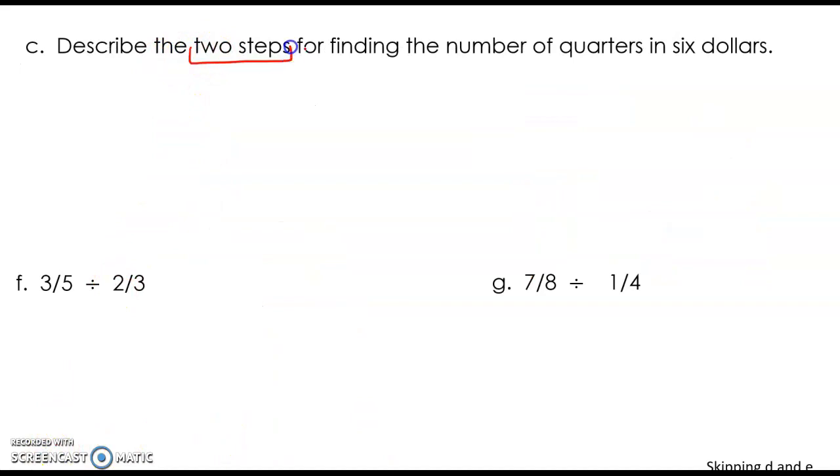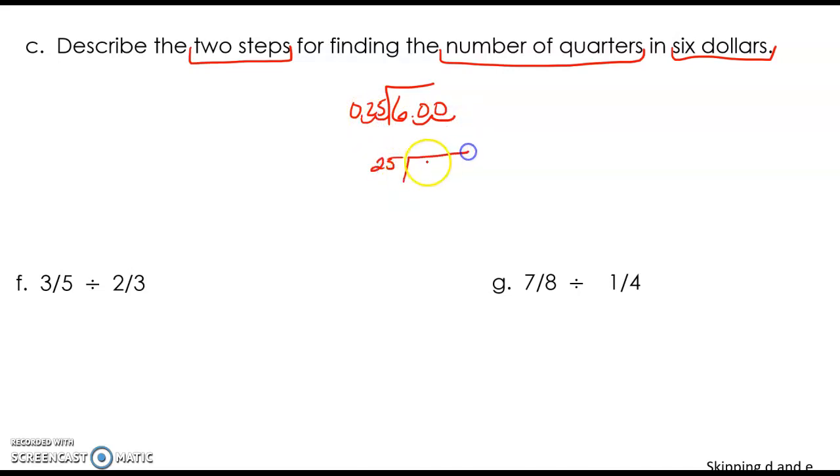Describe the 2 steps for finding the number of quarters in $6. 2 steps. So if I had $6 and I wanted to divide by 25, so I would just move that and move that so that I have this. I'm not really exactly sure why this is in the fractions. And then I would figure this out. So 25 goes into 60 twice, and then it goes into 100 4 times.